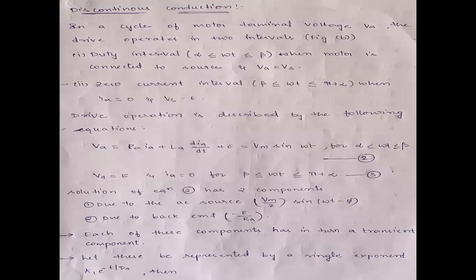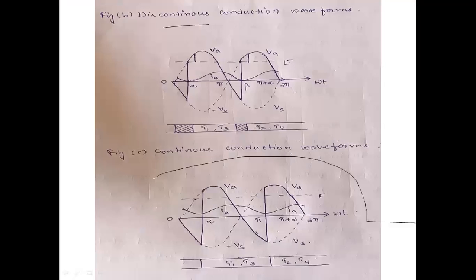Okay, now continuous conduction. This can be obtained from figure C, the continuous conduction mode. From figure C, we can write the expression. I am showing you figure C once again. So this is figure C. We are taking the value of continuous conduction for this Ia or Va.